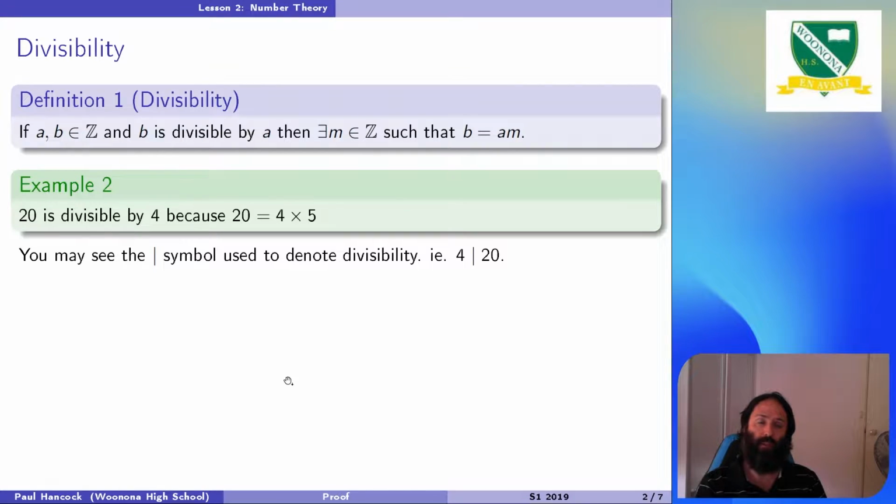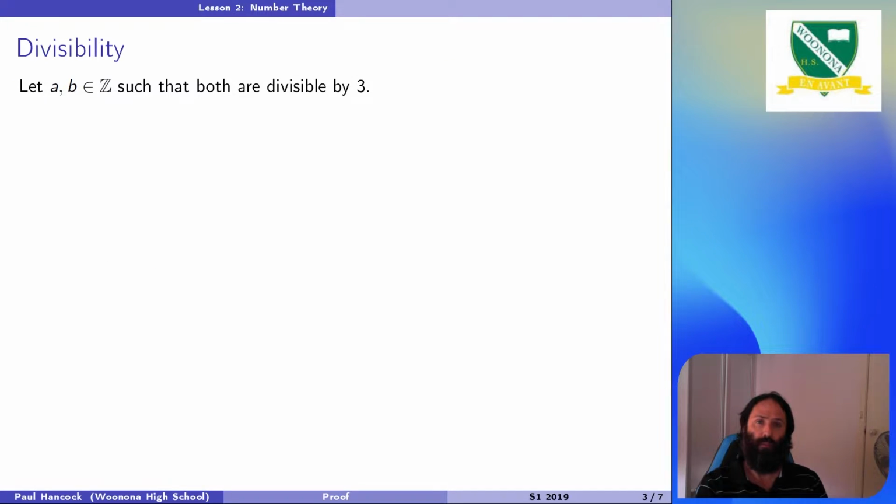Okay, and we're going to sometimes use a symbol to denote divisibility, and it's basically that vertical line there. And I would write 4 divides 20, or 20 is divisible by 4 in this way here. So let's go through some proofs now involving divisibility. So we're going to start with two integers a and b, and we're going to say that they're both divisible by 3, and then we're going to prove some results from that.